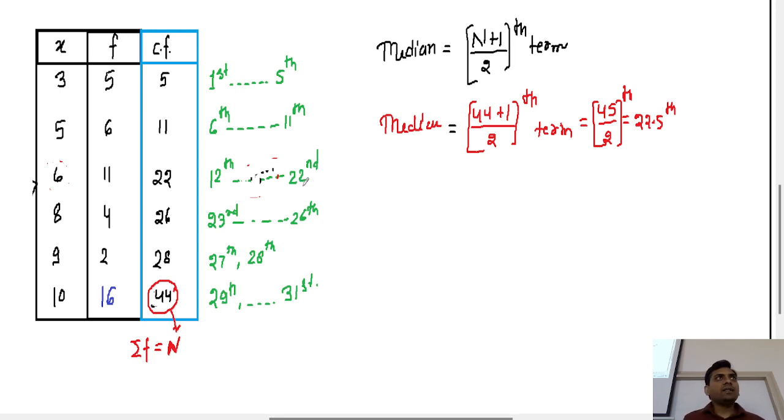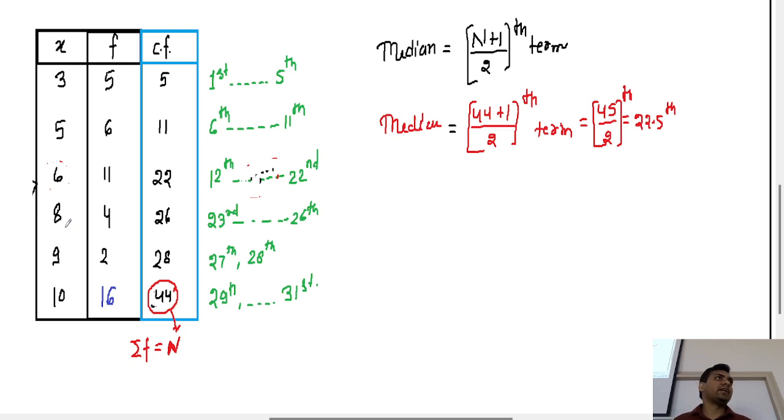This is up to 22nd and this starts from 23rd. So there is no space for 22.5. So we will create a space for 22.5. How do we create it? This 22.5 lies between this 22nd and this 23rd. This means it will lie between 6 and 8, right? For this 22nd, this is 6. For this 23rd, this is 8. So it will lie between 6 and 8.